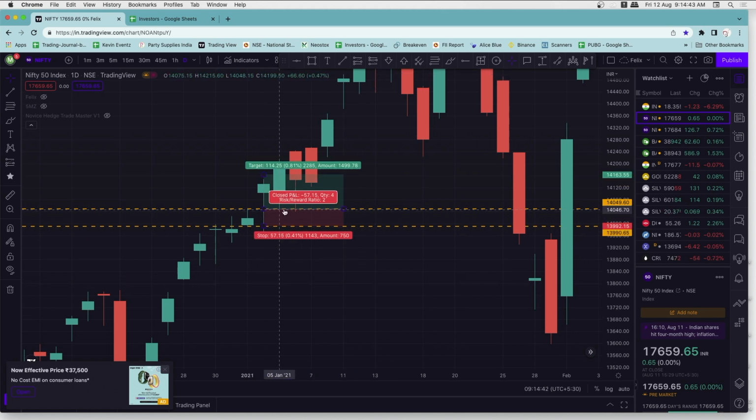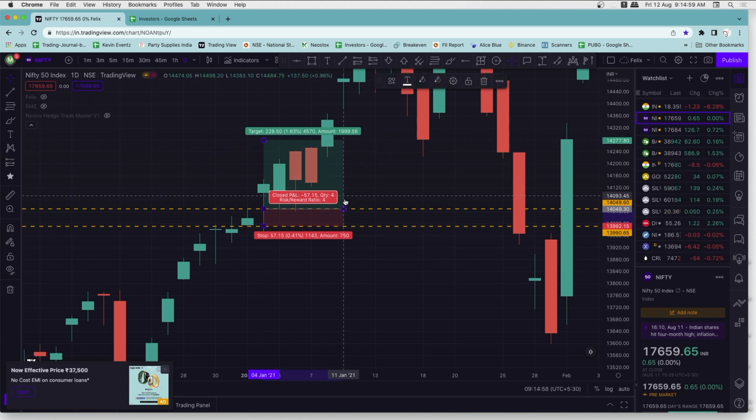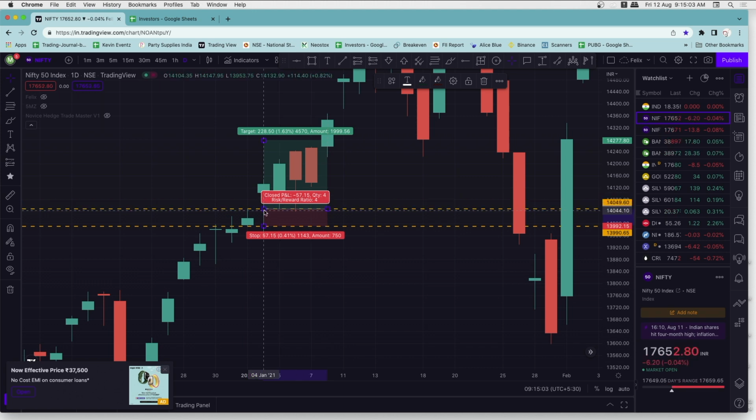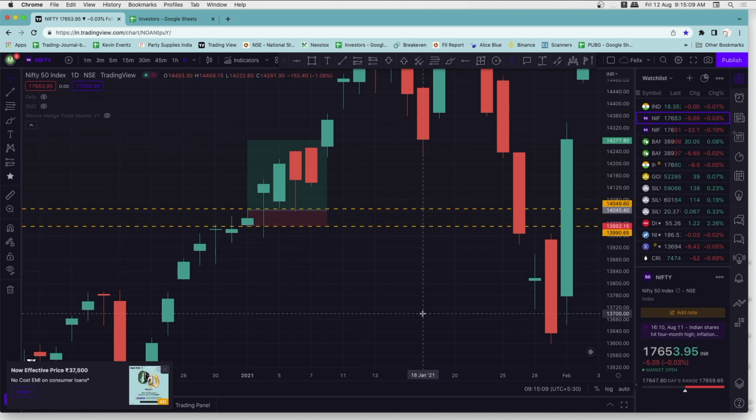Since the first candle size is very low, I am going to change the risk reward ratio from 1:2 to 1:4. So we will change this to 1:4, and you can see the target was achieved on the 8th. So this is how the strategy works.